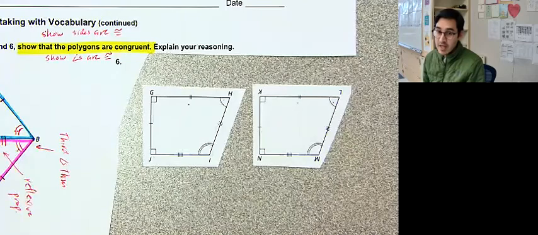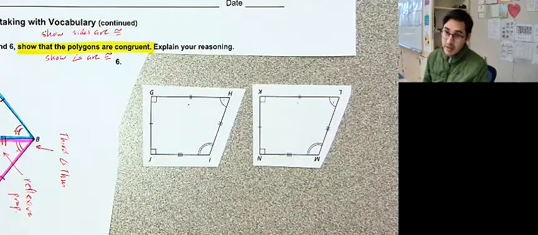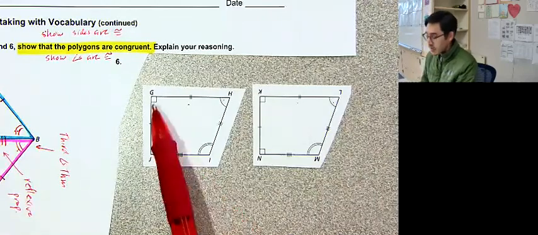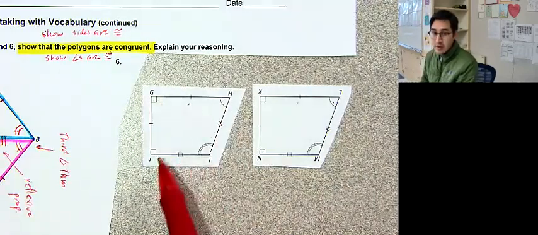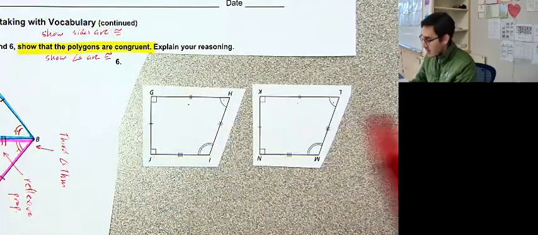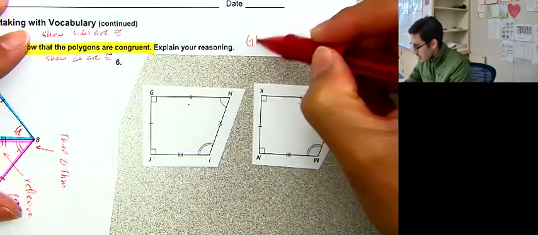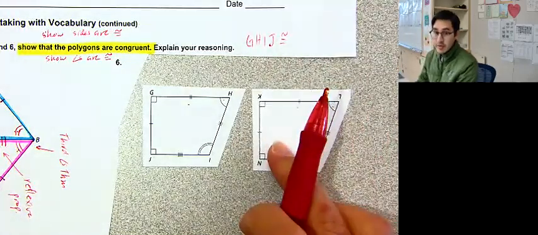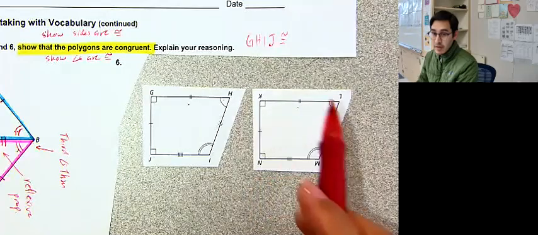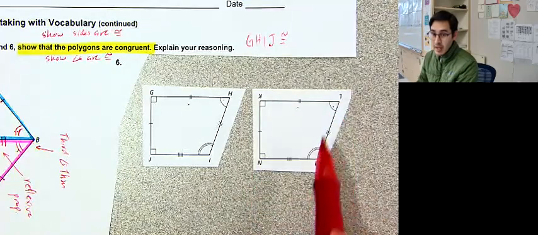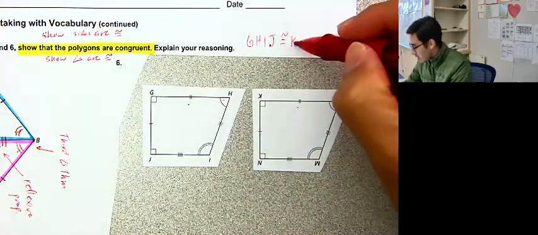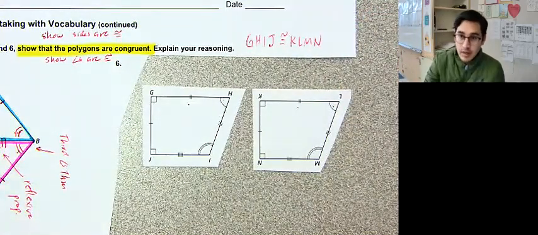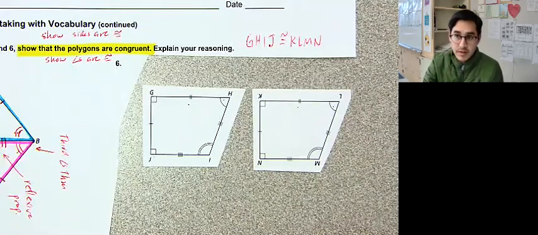So we're just going to write a statement that says the entire polygon on the left is congruent to the polygon on the right. I'm going to start in the top left and go clockwise around. So this will be G, H, I, J is congruent to, and then I'm going to do the same thing, start in the top left and go clockwise around: K, L, M, N. All right, and that's all there is to those two problems.